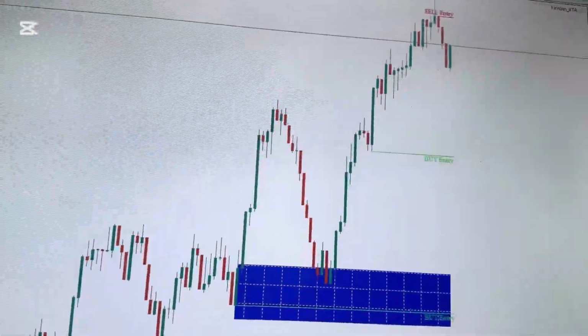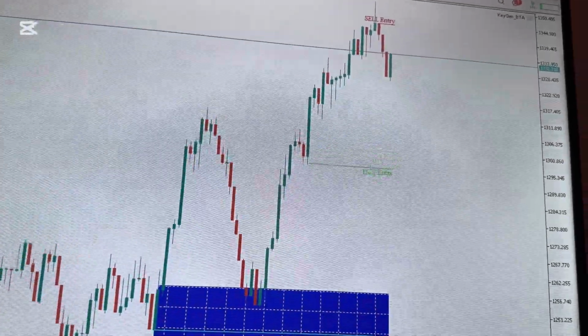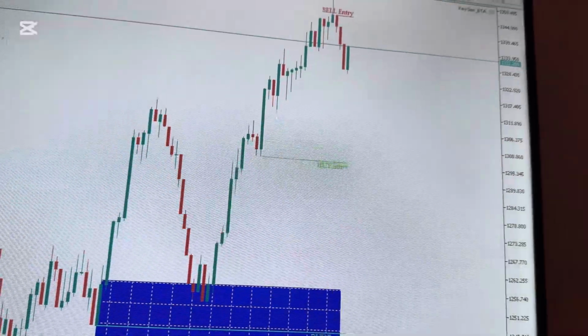Crash 1000 was killed. I showed you the trade. We first said it in the VIP Signals group.